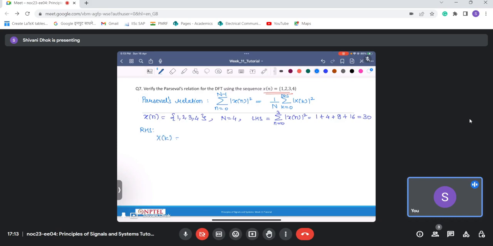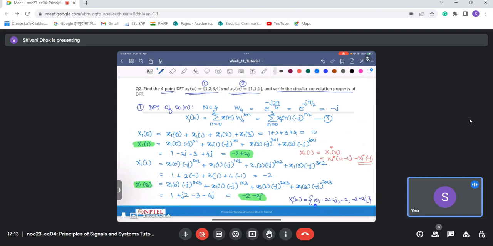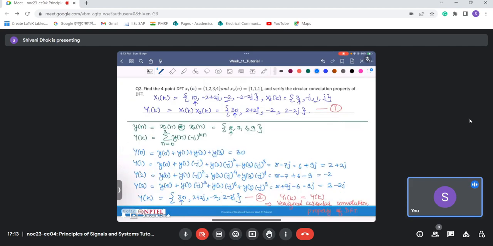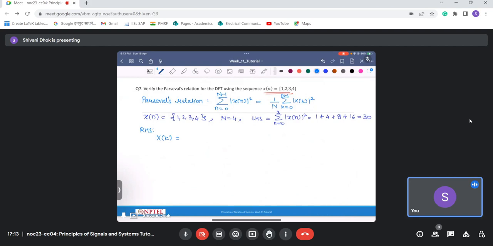And now next, for the RHS, we have Xk. We had found out the DFT of this in question 2. This is what we had obtained for the signal x1n, 1 2 3 4, and it was 10, minus 2 plus 2j, minus 2, minus 2 minus 2j. So we had obtained this, and let us use the same thing. So this X1k was equal to 10, minus 2 plus 2j, minus 2, and minus 2 minus 2j.